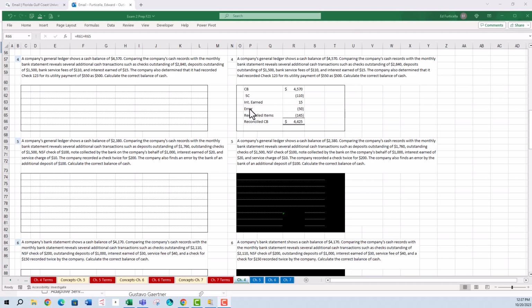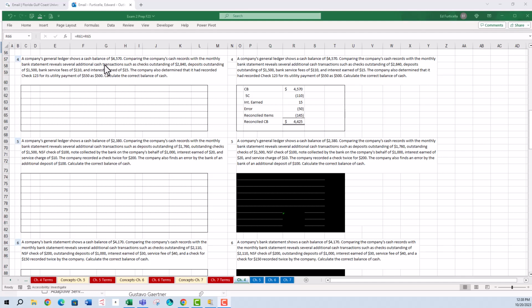And then last of all, we need to recognize the fact that we made a mistake. The error on the utility payment is for $50. We wrote the check for $550 as we're supposed to, but when we journalized it and posted it to our ledger, we used $500. We need to reduce our cash position by another $50.